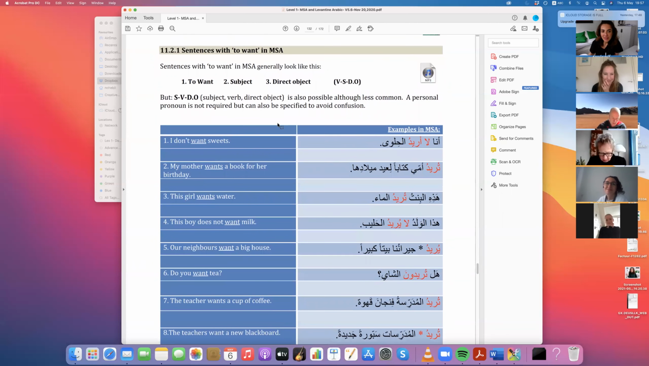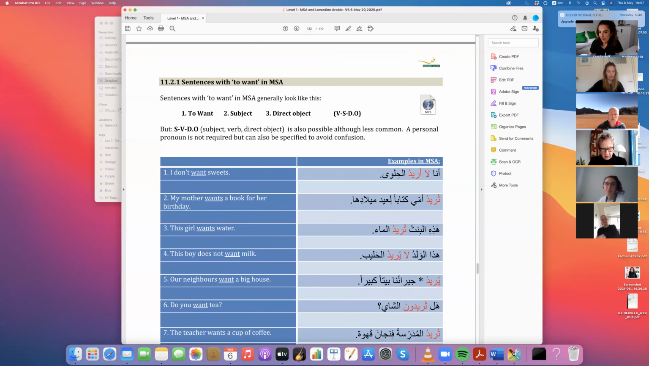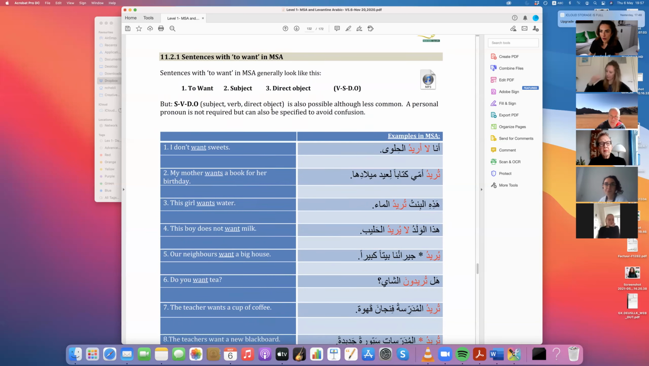Okay, then here I have some sample sentences in MSA. I'm not going to do them all now because there is an MP3. You can listen and read them at home. However, I want to tell you the structure of the sentence with "to want" in MSA, Bilfusha. What does it look like?